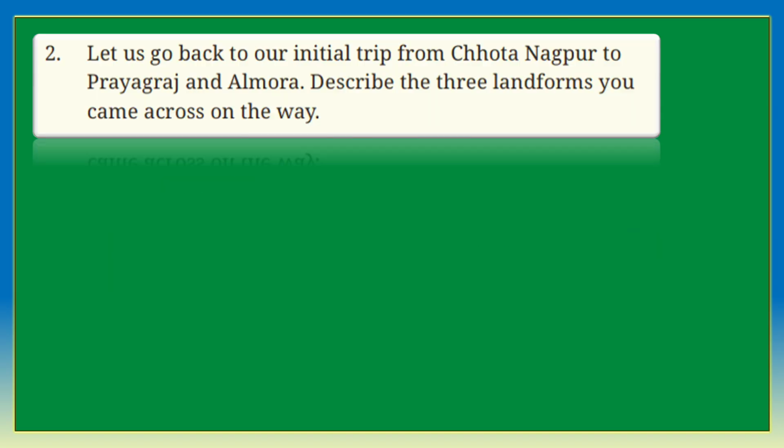Let us go back to our initial trip from Chota Nagpur to Prayagraj and Almora. Describe the 3 landforms you came across on the way. Remember our initial trip from Chota Nagpur to Prayagraj and Almora. We have to describe the 3 landforms we came across on the way.